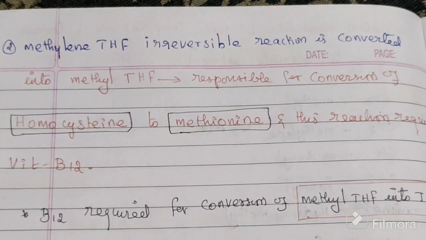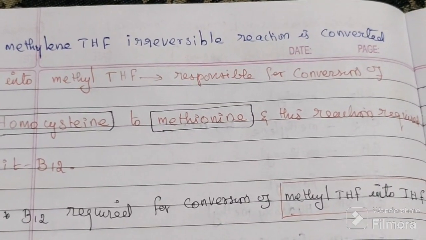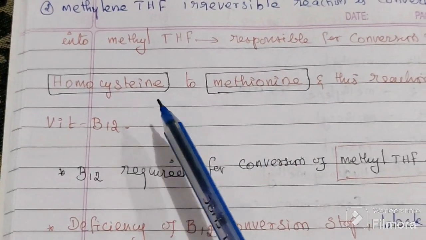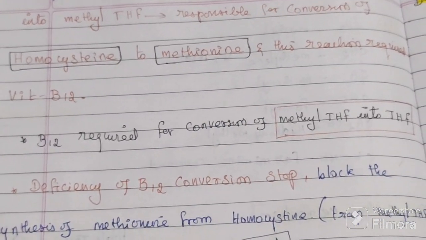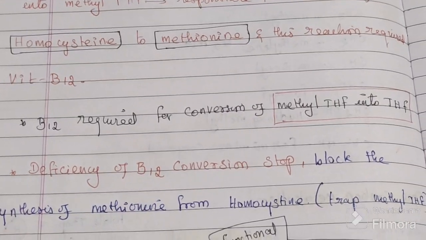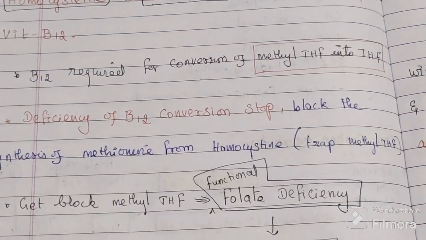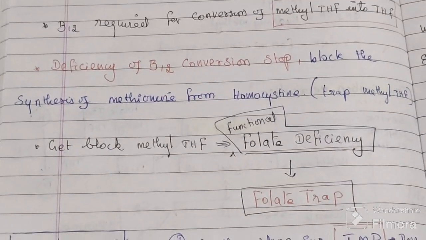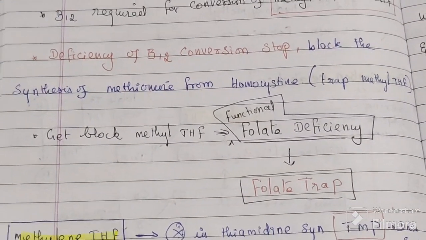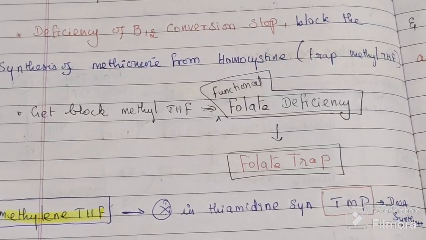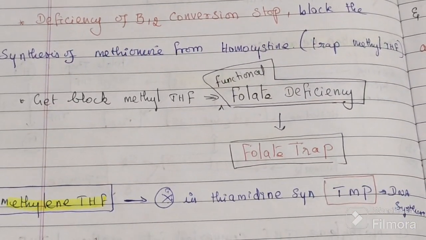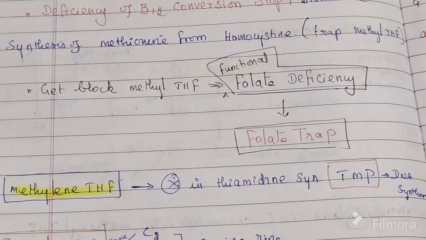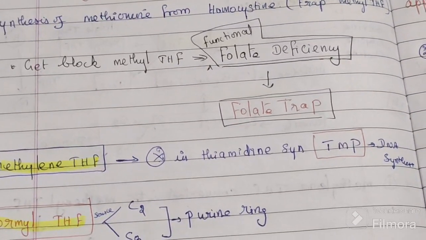Methylene tetrahydrofolate is irreversibly converted into methyl tetrahydrofolate, which is used for the conversion of homocysteine to methionine. This reaction requires vitamin B12. B12 is required for conversion of methyl tetrahydrofolate into tetrahydrofolate. Deficiency of vitamin B12 blocks the synthesis of methionine from homocysteine, so methyl tetrahydrofolate is trapped. This is a functional folate deficiency, hence the name folate trap.